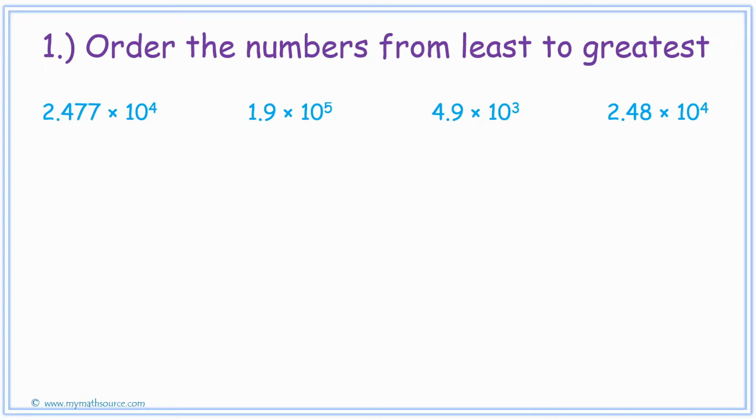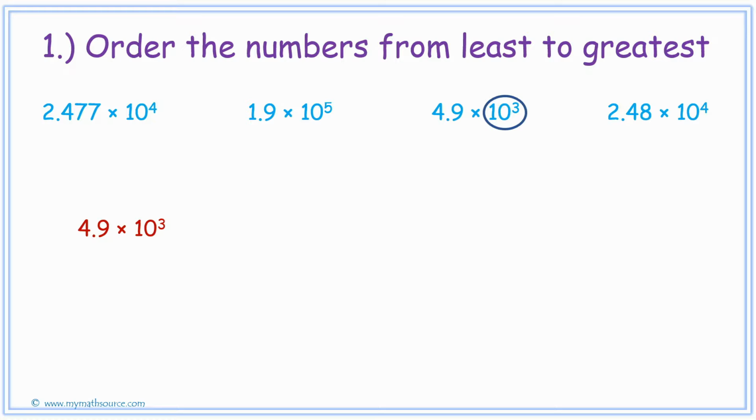Now notice all of the numbers are written in scientific notation. You do have the option to rewrite the numbers as ordinary numbers first. However, you can do this really fast just by understanding what the base 10 is. Remember, base 10 simply represents how many zeros follow after the 1. So to order the numbers from least to greatest, you simply need to look at the base with the smallest exponent. 10 to the power of 3 has the smallest exponent, and therefore that number in scientific notation is the smallest number.